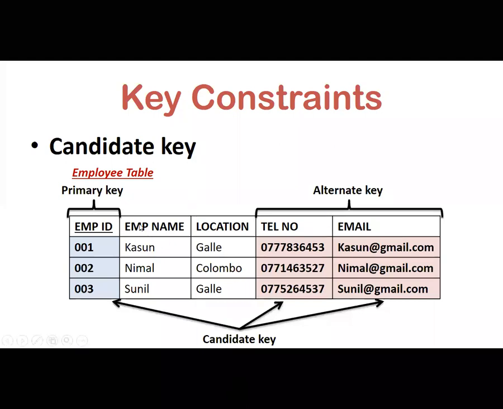Then can we take employee name? No. Can you take location? No. So there are several candidate keys in this table: employee ID, and the telephone number as well as the email. Is it clear?